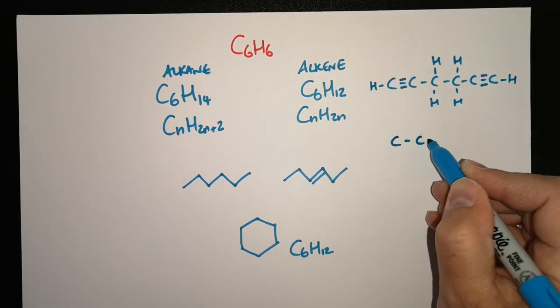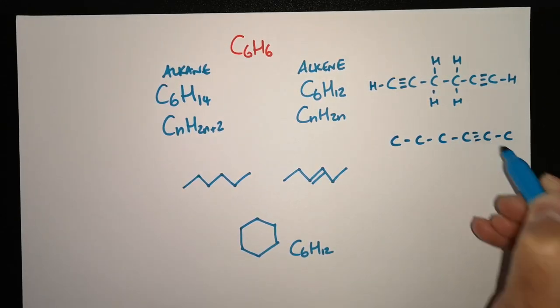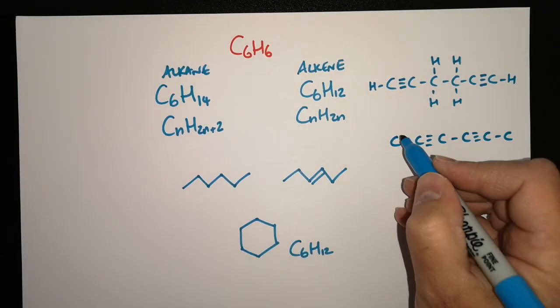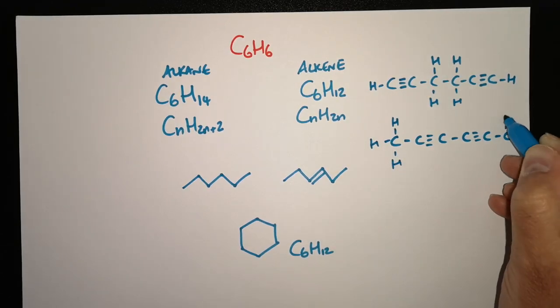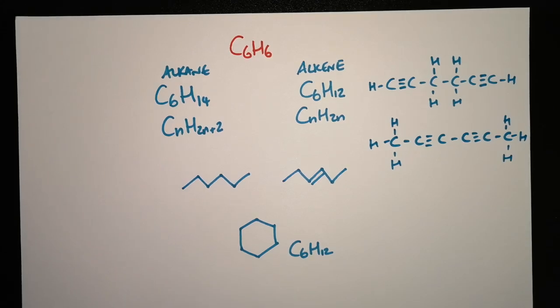Similarly, I could have the carbons in a straight line again, but this time my triple bonds here. Again, I've added 4 additional bonds, so by the time I put my hydrogens on, I get C6H6.